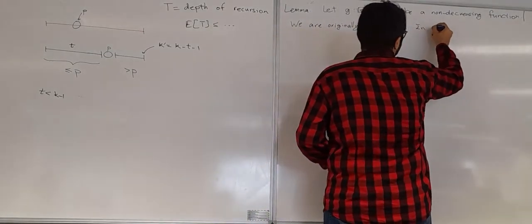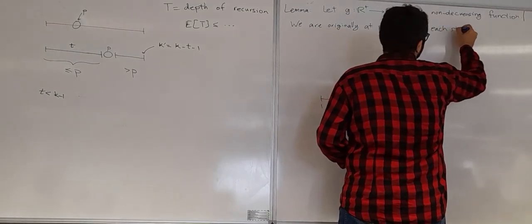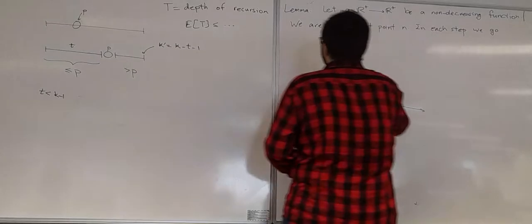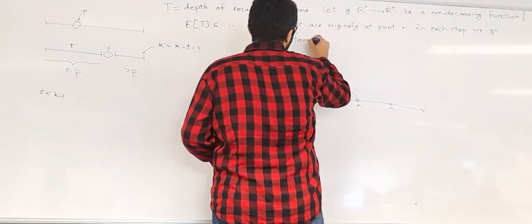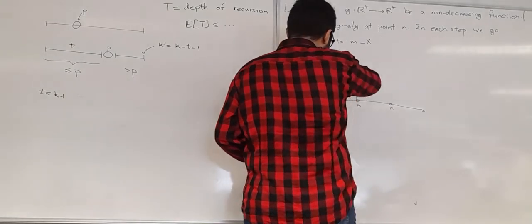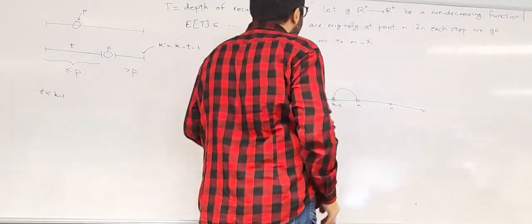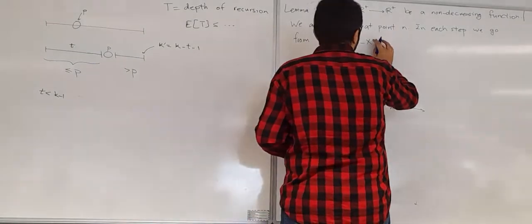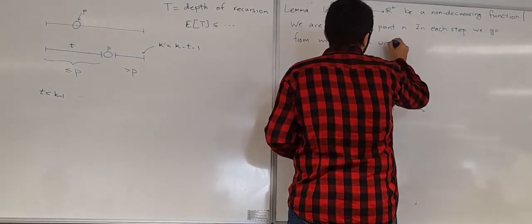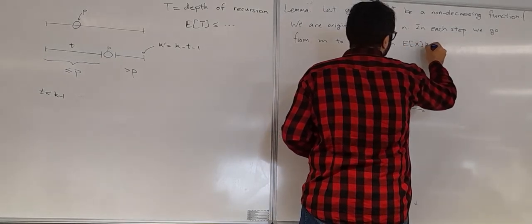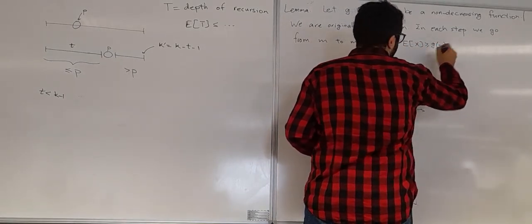In each step, we go from m to m minus x. And now this is the part where I want to use my function g. The only thing that I know about this is that the expected value of x is greater than or equal to g of m.